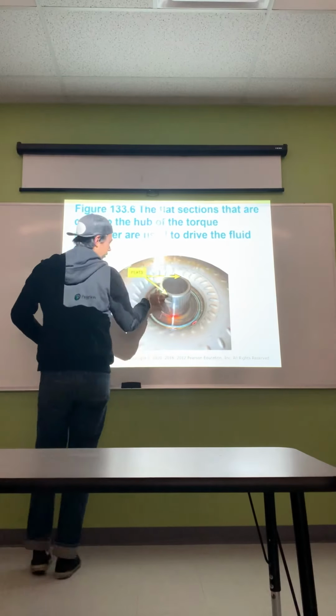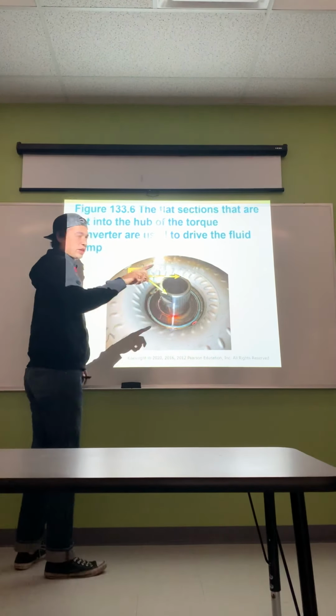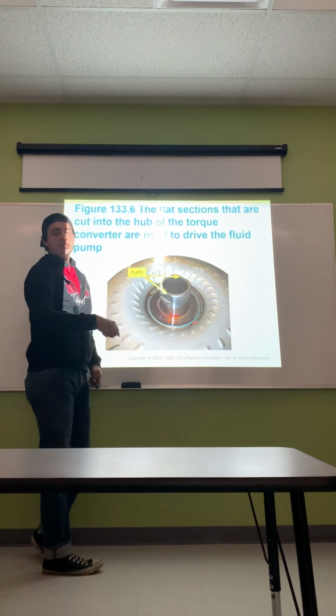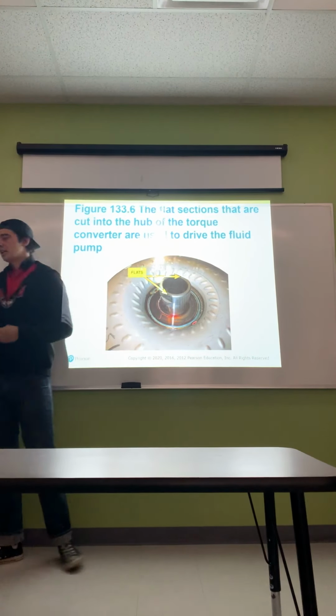And you can see these two grooves. So these grooves actually fit inside the pump, which then once the torque converter starts to rotate, it's going to start to turn that pump, which is going to provide the pressure inside the transmission to create our gear ratios and actually be able to apply clutches and disengage clutches.